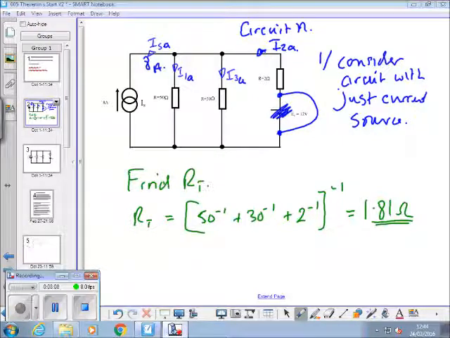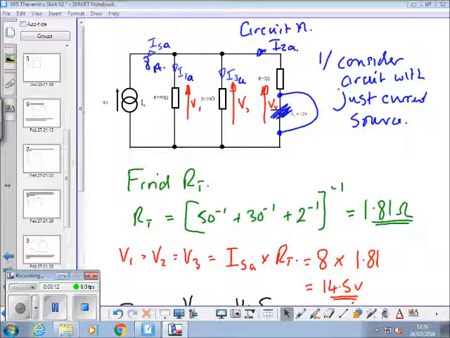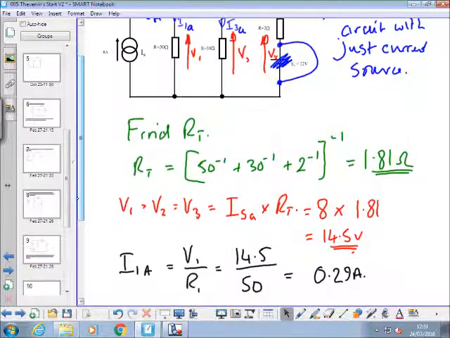Pause video now. So just to sum that process up then, for those watching the video, we short out the voltage source with its internal resistance of 0 ohms. We're analysing to find the 3 currents ISA, I1A, I3A and I2A. First thing to do is find the total resistance, so we've done that there, 1.81 ohms.